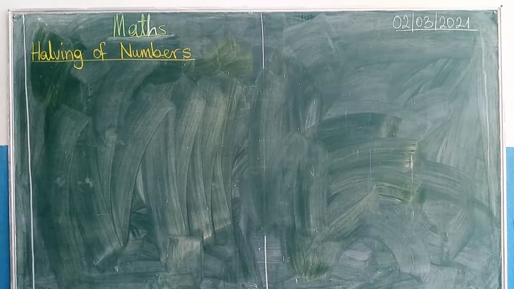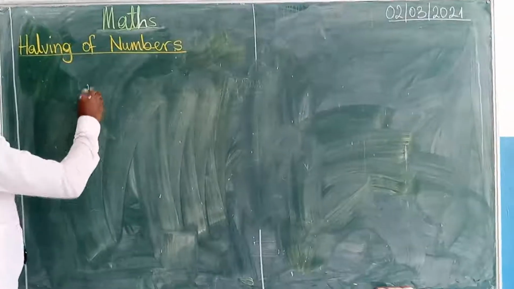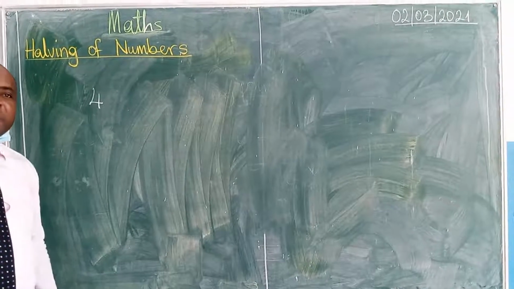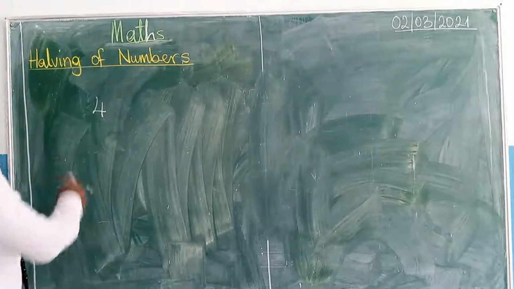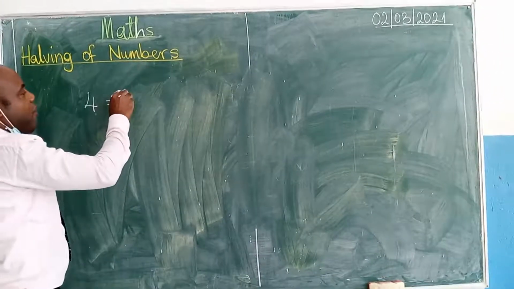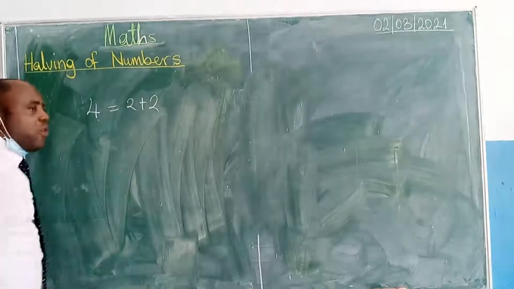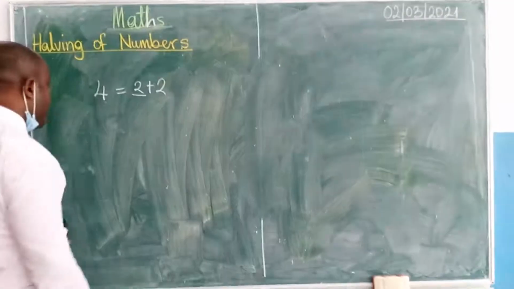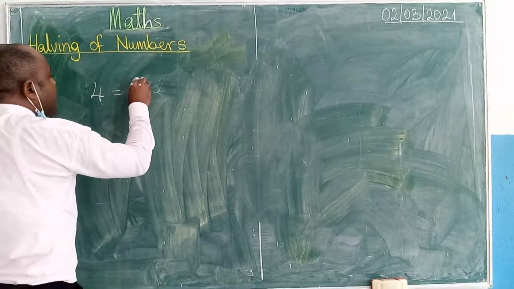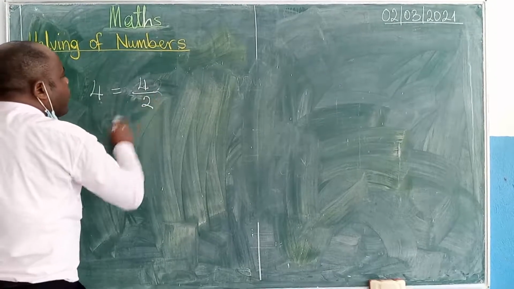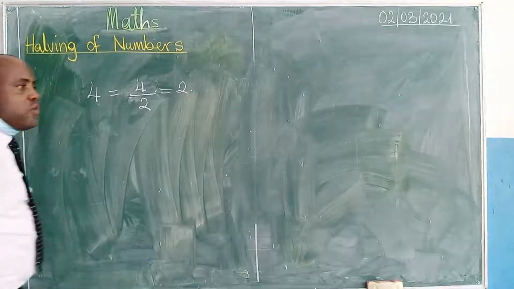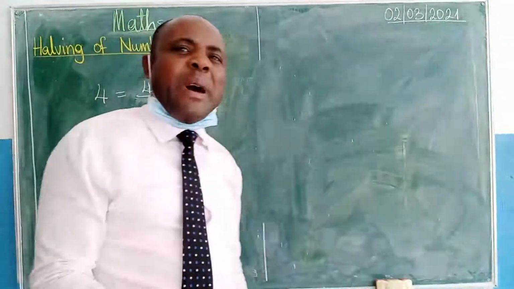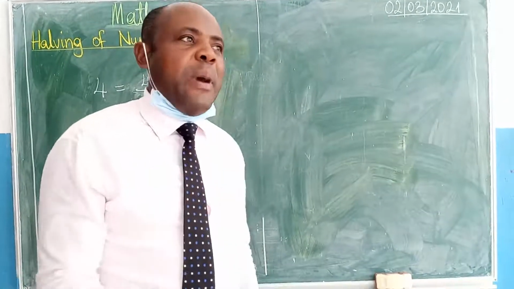Take for example, if we are given the number 4, half of 4 is the number which you can add to itself to have 4. If we want to get half of 4, it should be 2 plus 2. That gives us 4. It means 2 is the half of 4. Again, if we take 4 divided by 2, we shall still have 2. So, to look for the half of a number, we divide that number by 2. We divide the number by 2.